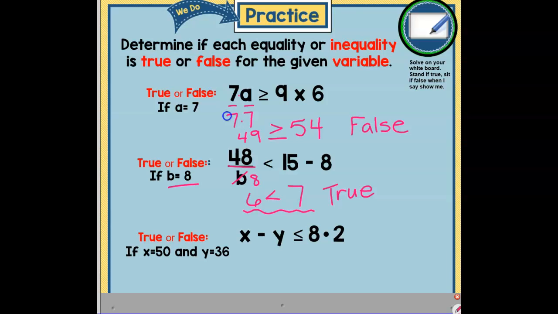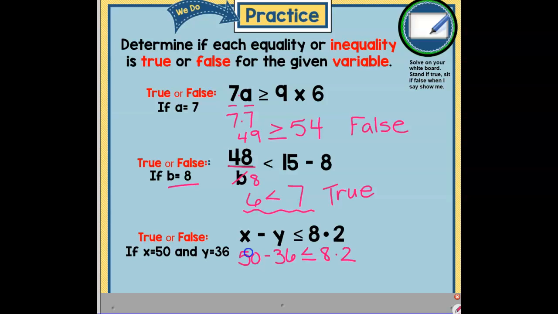Okay, our final one on this page. Solve it on your board and tell me, is this a true or a false inequality? Okay, so let's plug in our numbers, or substitute. It says x is 50, y is 36, so I'm going to have 50 minus 36, and then 8 times 2. Now I have to evaluate.